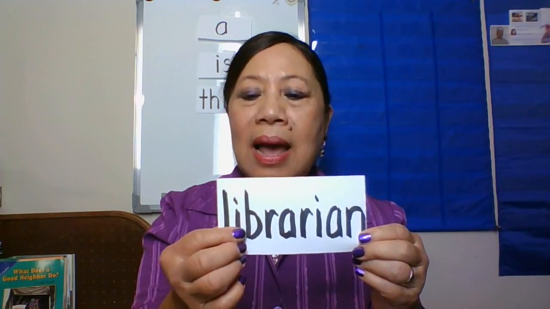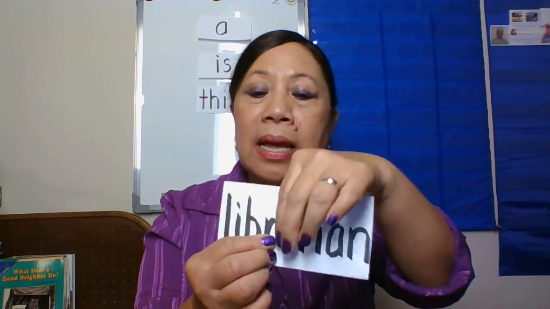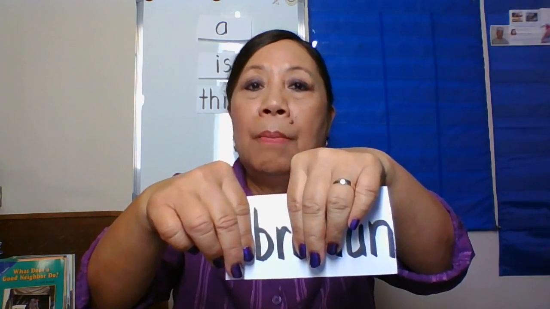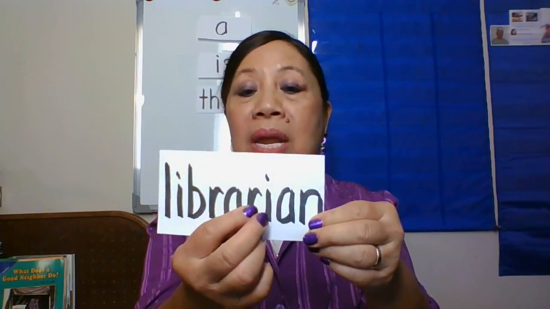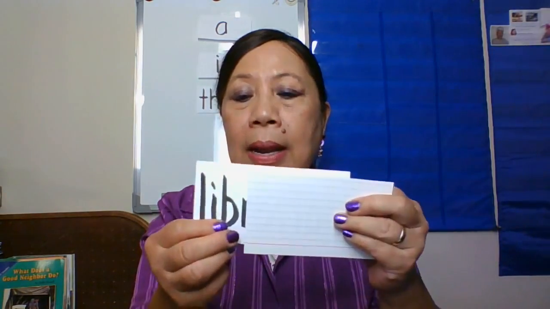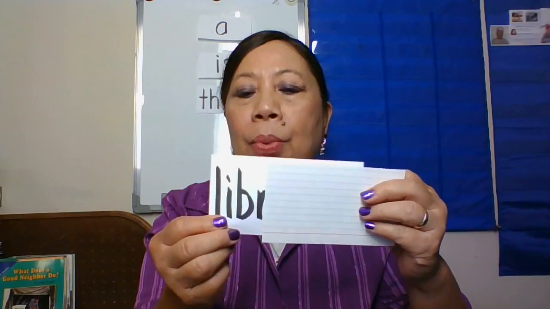Librarian. Let's sound it out, okay? This is consonant blend BR. Brr. Arian. All right, now let's put all the letters and the sounds together. Let's break it down. Librarian. Let's do it again. Librarian. Let's read it smoothly. Librarian. Your turn to read the same word. What's this word? Librarian. Good job.